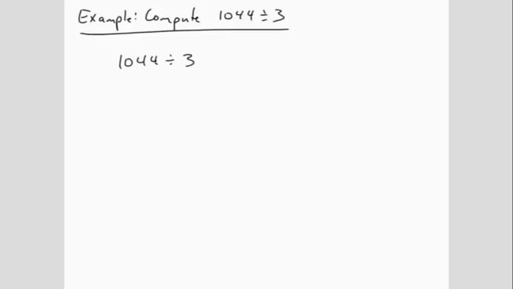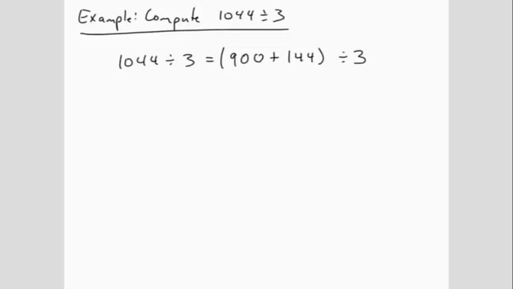1044 divided by 3. If we start counting by threes, 3, 6, 9, 12, 15, and so on, it will take us a long time to get to 1044. If we do 30s, 30, 60, 90, 120, 150, it will still take us a long time to get to 1044. So instead of 30s, we will go up one more step and go to 300s. 300, 600, 900. If we go one more to 1,200, that's too many. So we break this up into 900 plus however much is left over. In this case, that's 144.